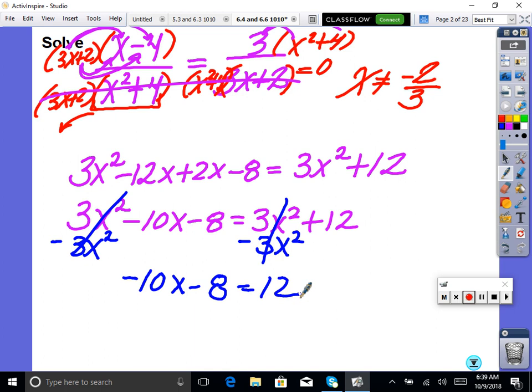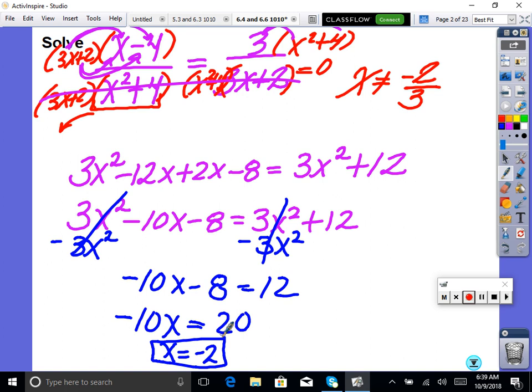How do we solve linear equations? Get x alone. So we'd add 8 over. So negative 10x is equal to, if I add 8 over, 20. So then x is equal to negative 2. Now you would say, okay, cool, it's equal to negative 2. That's not the restriction. It's not a restricted value, so we're most likely good as long as we've done the math right. And we could check it by plugging it in.